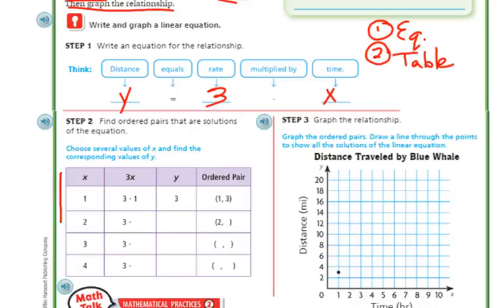So you'll notice those values have been included here. And you can create these on your own. They don't have to come from the problem. So pick numbers that are easy to multiply by.